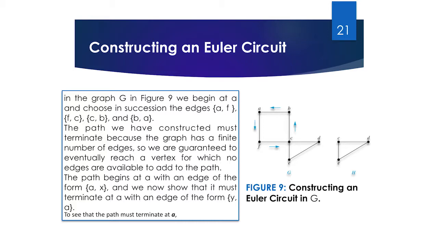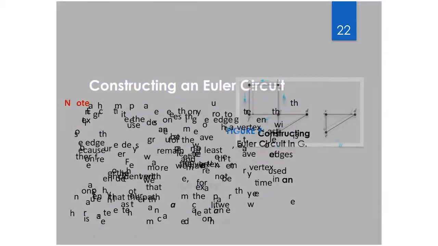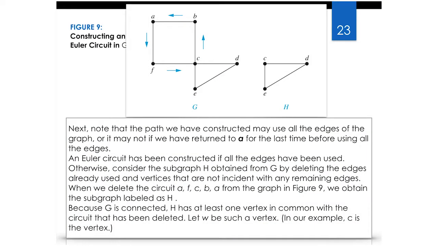To see that the path must terminate at A, note that each time the path goes through a vertex with even degree, it uses only one edge to enter this vertex. So because the degree must be at least 2, at least one edge remains for the path to leave the vertex. Furthermore, every time we enter and leave a vertex of even degree, there are an even number of edges incident with this vertex that we have not yet used in our path. As we form the path, every time we enter a vertex other than A, we can leave it. This means that the path can end only at A.